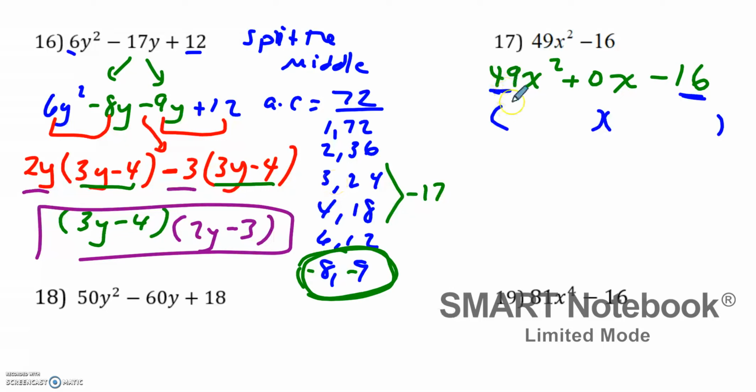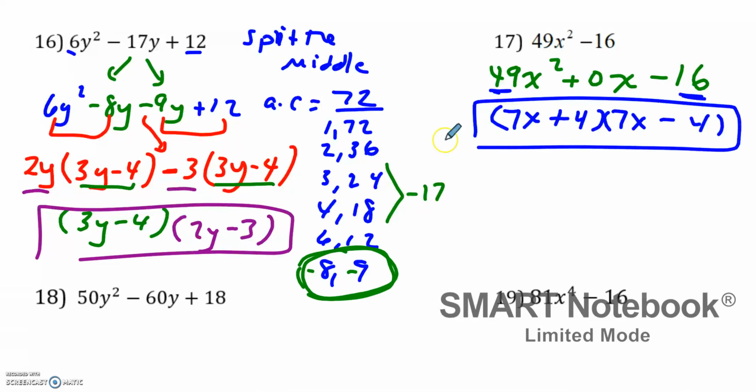And the square root of 49 is 7. Square root of x squared is x. So the front of both parentheses would be 7x times 7x, because those 2 together are 49x squared. 4 times 4 gives me 16. Whenever I have a middle term of 0, I always have 1 plus and 1 minus. So this would be number 17 factored correctly.